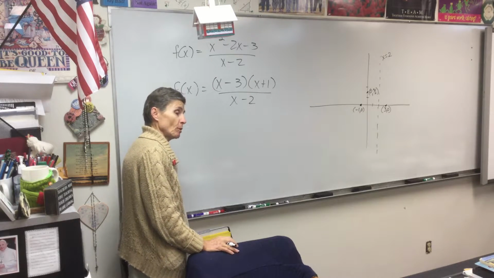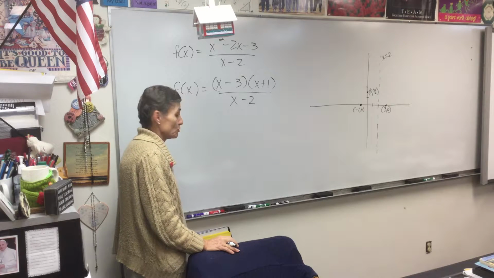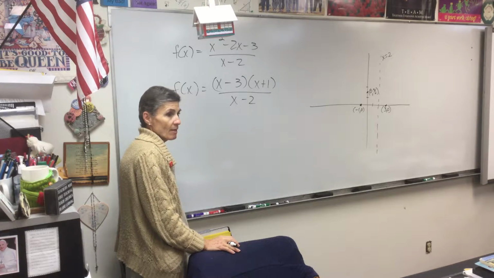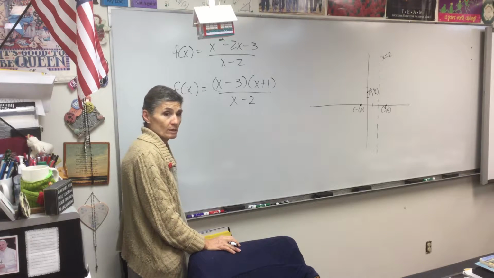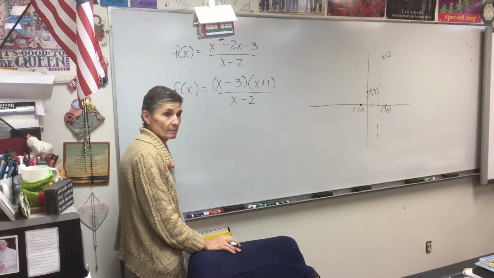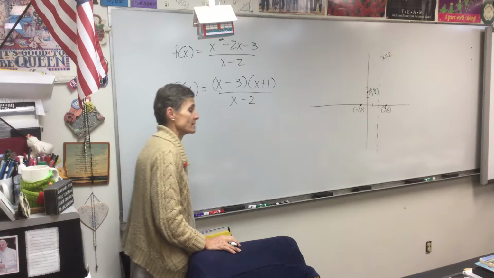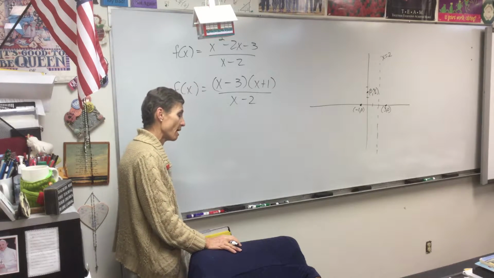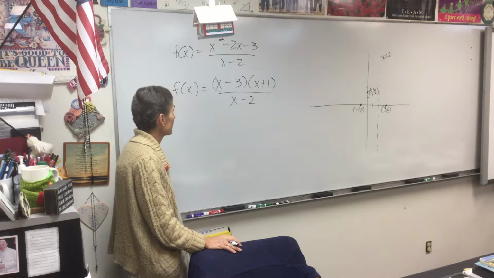Now, when you looked at the problem, did you notice that the power on top was bigger than the power on the bottom? That means there is no horizontal asymptote, right? But there is an end behavior asymptote. There's always an end behavior asymptote. Sometimes it's horizontal, sometimes it's not. This one is not horizontal.